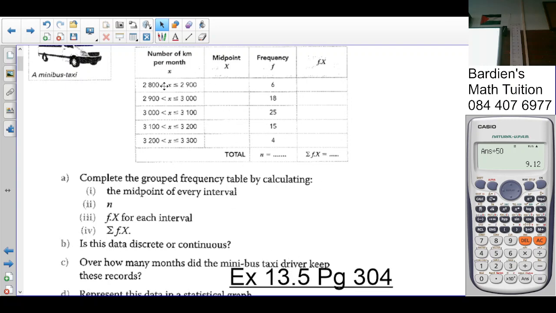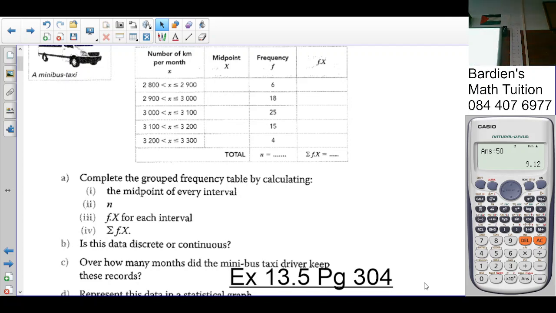The number of kilometers per month, which is represented by X here. The midpoints, frequency, that's the amount of times it falls within that category. Your frequency times your midpoints in that column. So what I want you guys to do is set up this table and complete the table quickly. I'll give you 2 minutes. I'll pause the video at this point.